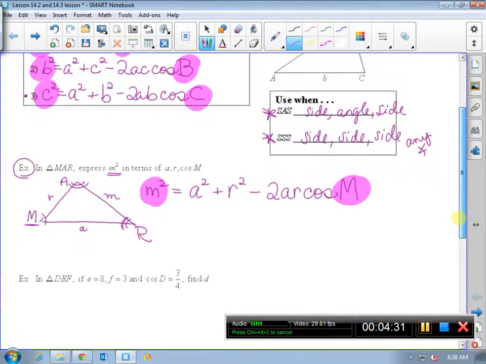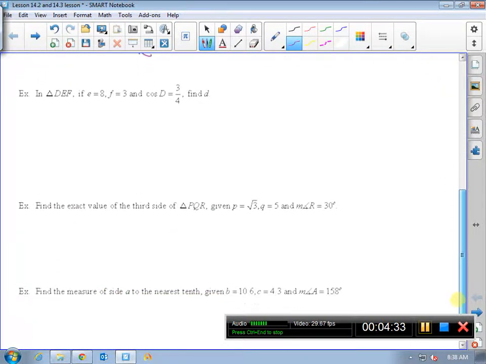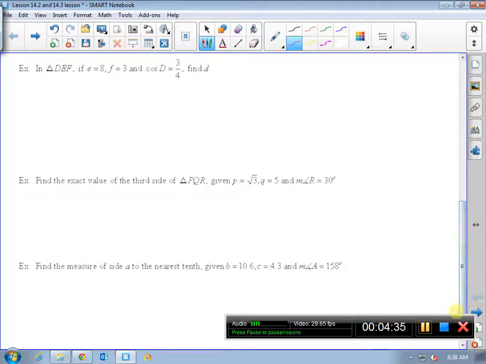So it's handy. Let's go ahead and look at some problems, some real problems. We're going to draw a picture each time. We're going to set up the law of cosines based on the letters and what we're looking for. And we are going to solve the problem. You'll need your calculator as well. So this first example here.